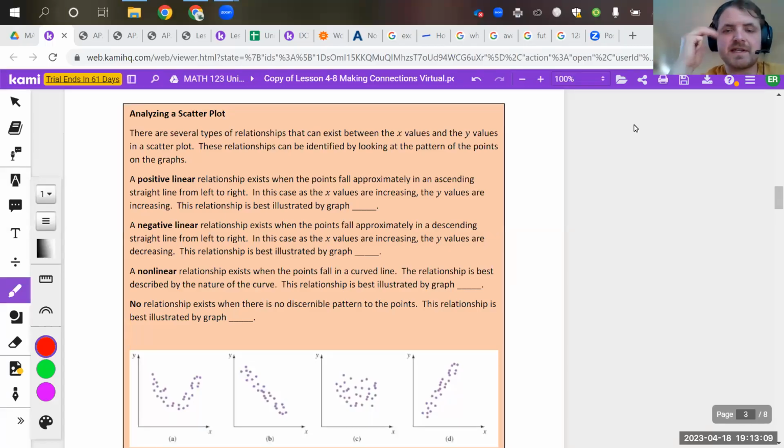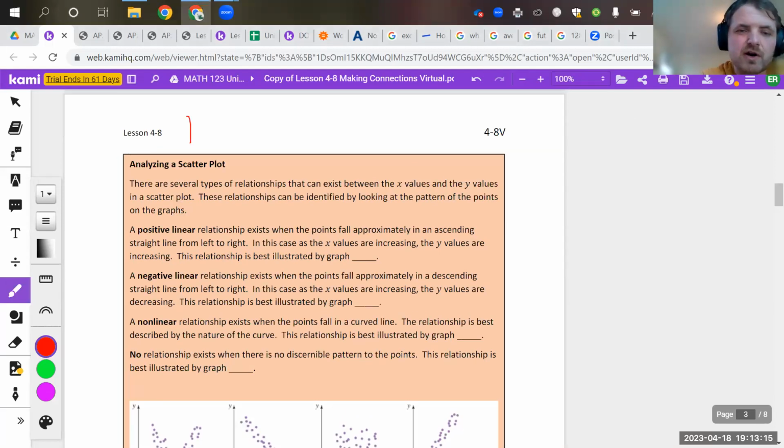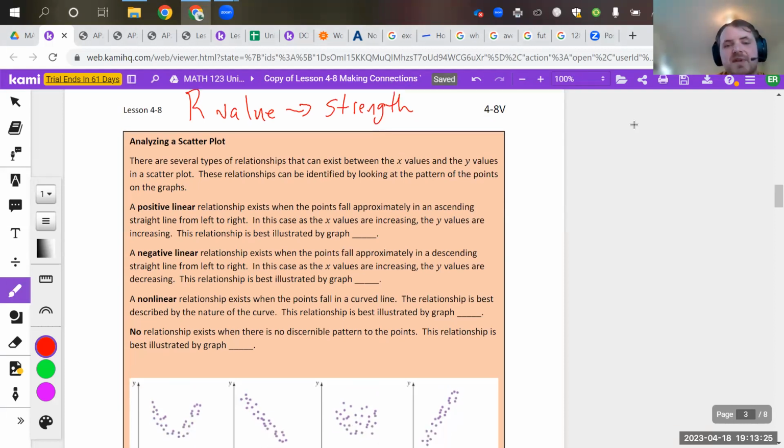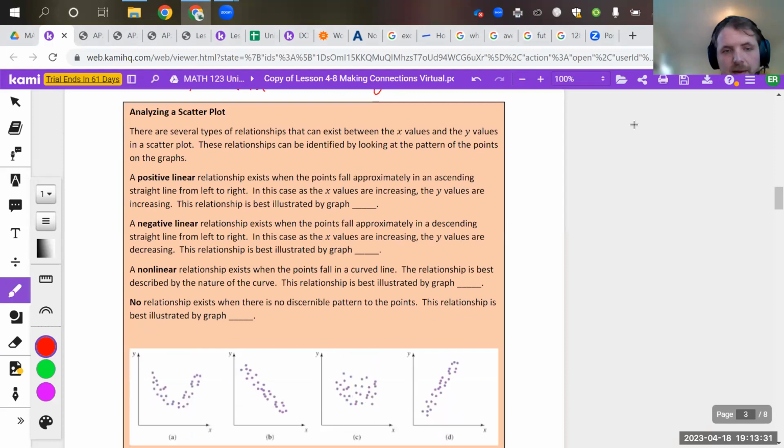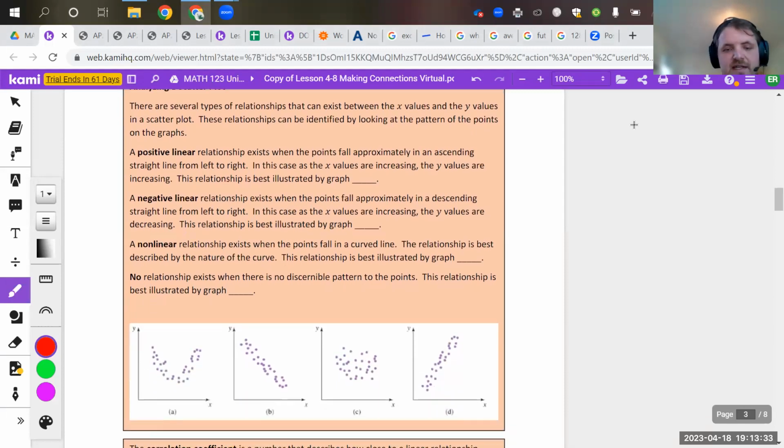So there's this thing called an R value, which basically tells you how strong the data is. When I think of an R value, I think of how strong the data is. When I say that, I just mean like, is something happening, or is it just a conglomerate mess on the screen? I'm going to come back up to these definitions in just a second.